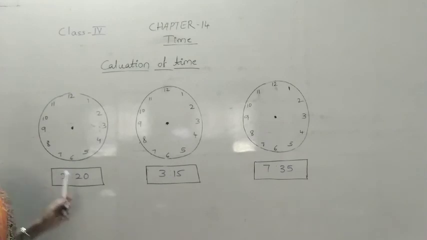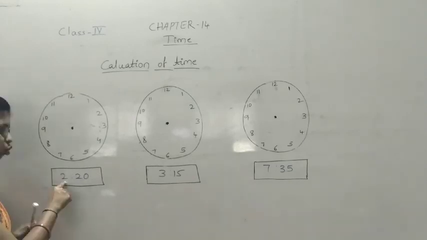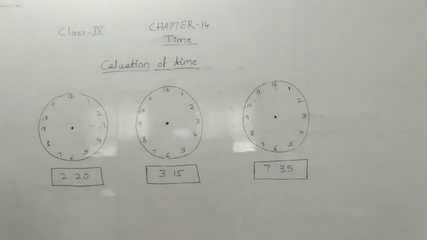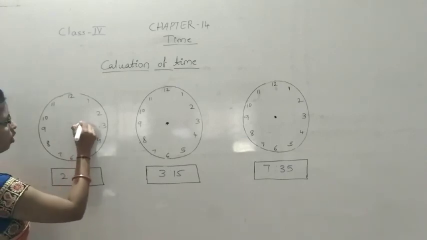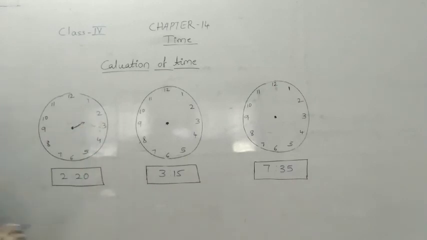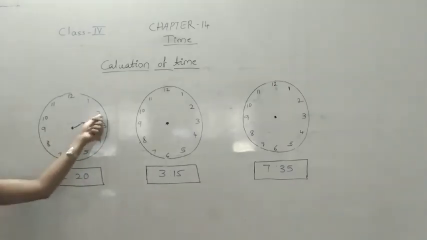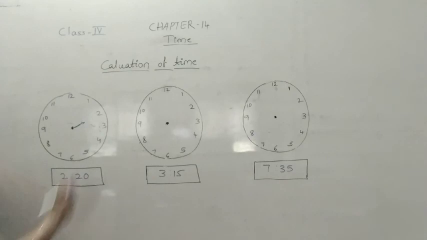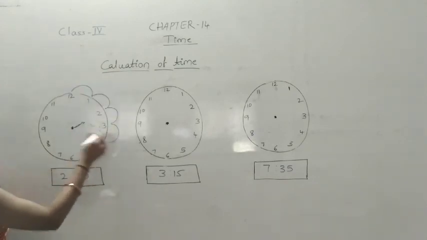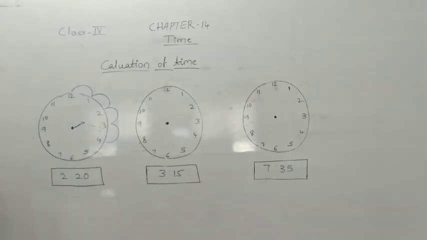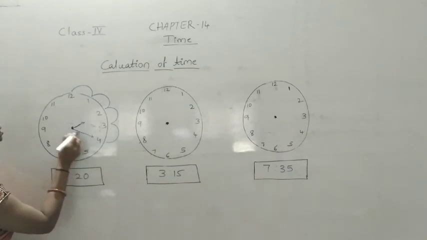See here, they have given the time for us. We should draw the big needle and small needle. See, 2 o'clock, 20 minutes. It means the small needle is at 2 o'clock. 20 minutes means, here to here, 5, 10, 15, 20. 20 minutes means 4. That is 4. The big needle is at 4.